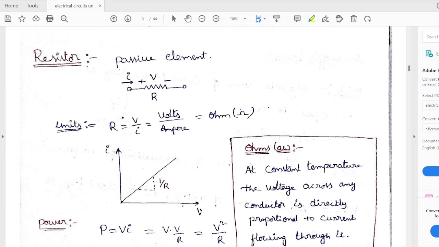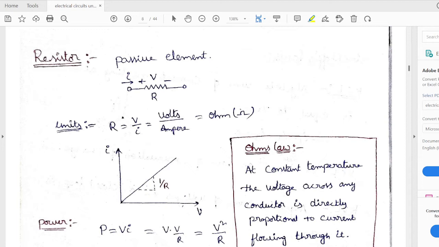Even if I take negative values, for example minus 5, then it will become minus 0.5. I'll get a straight line like this also. If I change the polarity of voltage and draw the characteristic curve between voltage and current, then I'll get the curve like this. So it is a straight line passing through the origin for all time t. That's why it is a linear element also. So resistor is a linear element also.